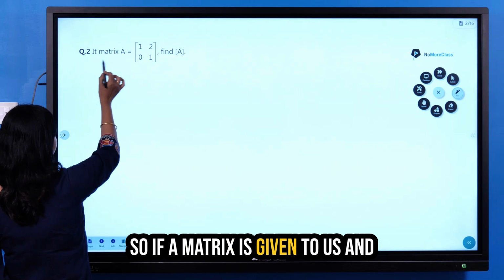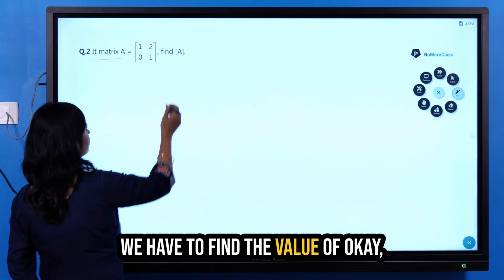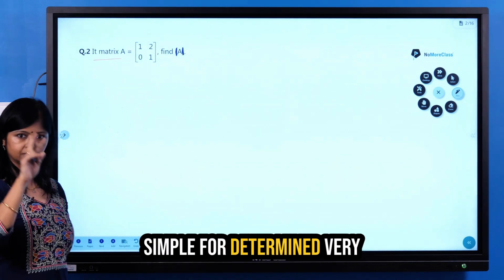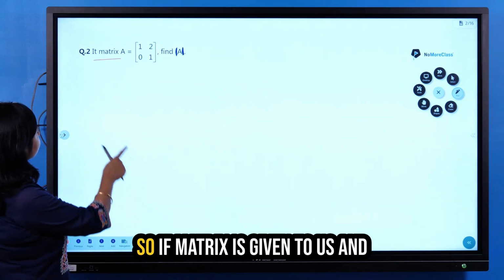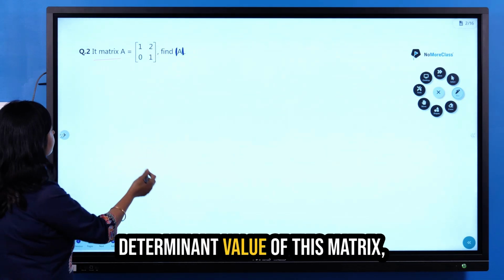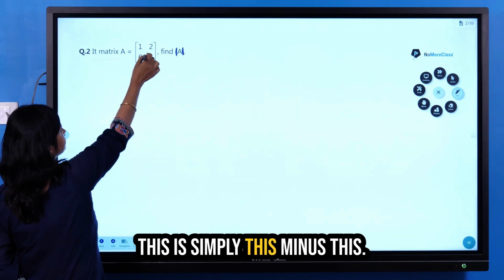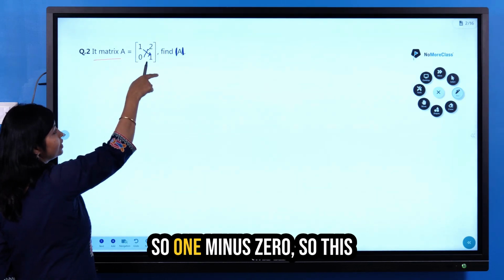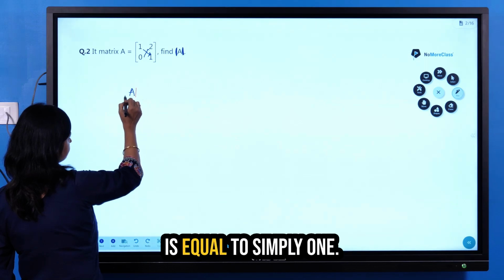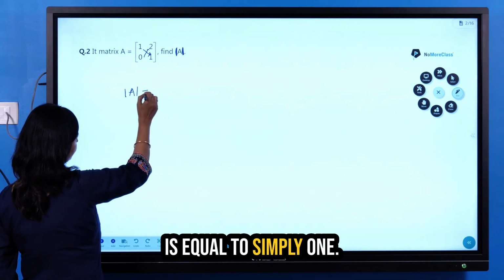So if a matrix is given to us and we have to find the value of the determinant, the symbol for determinant very much looks like a mod. So if a matrix is given to us and we have to find the value of the determinant of this matrix, this is simply this minus this. So 1 minus 0. So this is equal to simply 1.